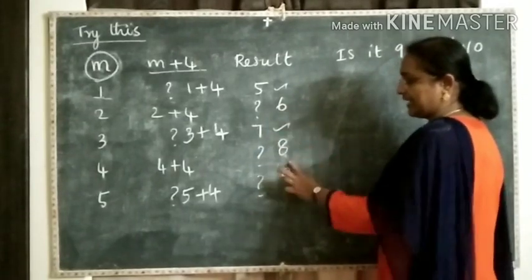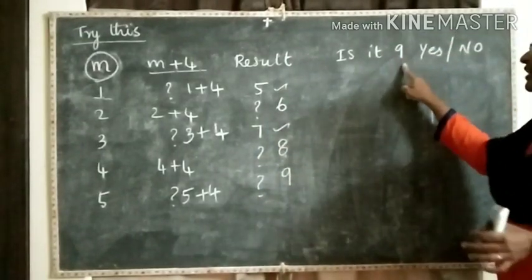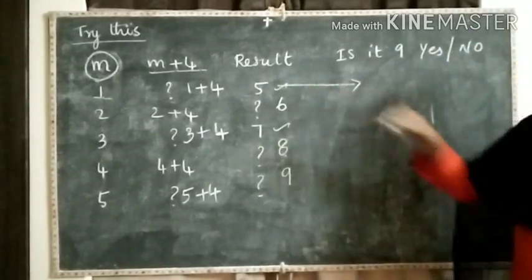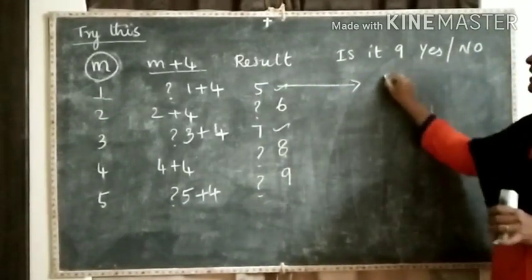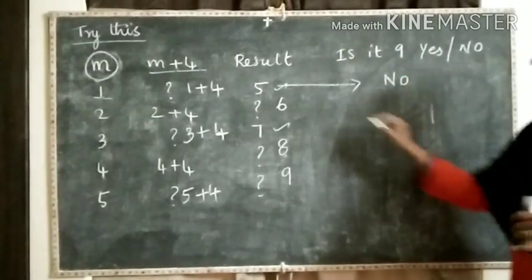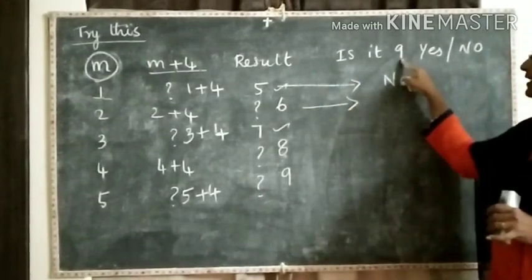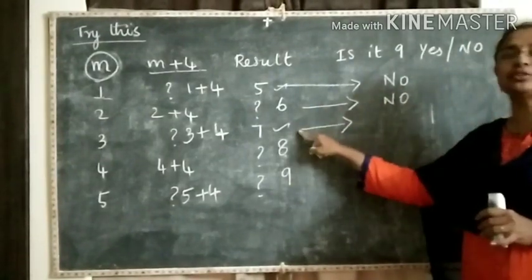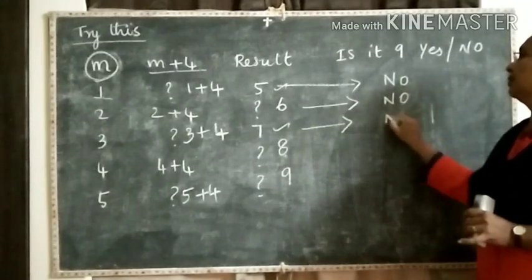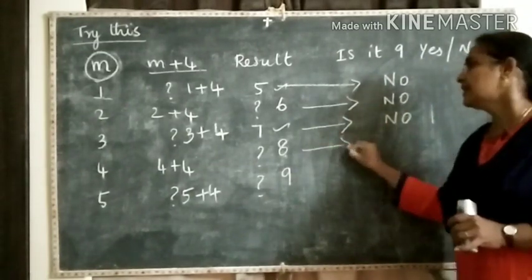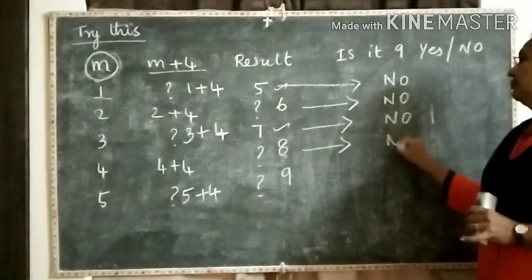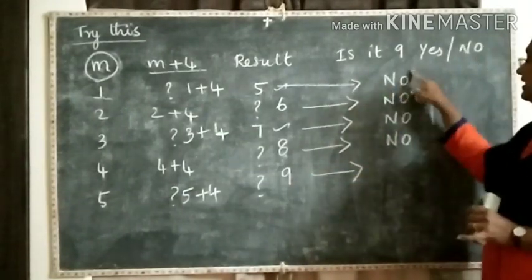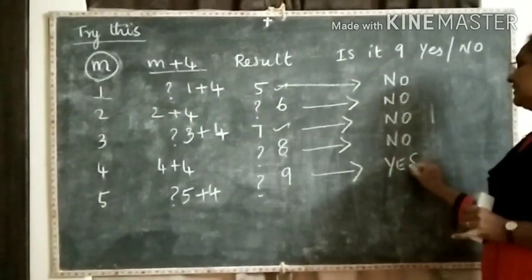The answers I have written are 5, 6, 7, 8 and 9. Now they are asking you whether it is 9. Is the answer 9 here? No, it is 5. So what will be my answer? It is no. The next one, 6. Is it 9? No. Okay. What is the next one? It is 7. Is it 9? No. Now look into this. 8. Is it 9? No. Now the next one, the answer is 9. Is it 9? Yes. Our answer is yes.